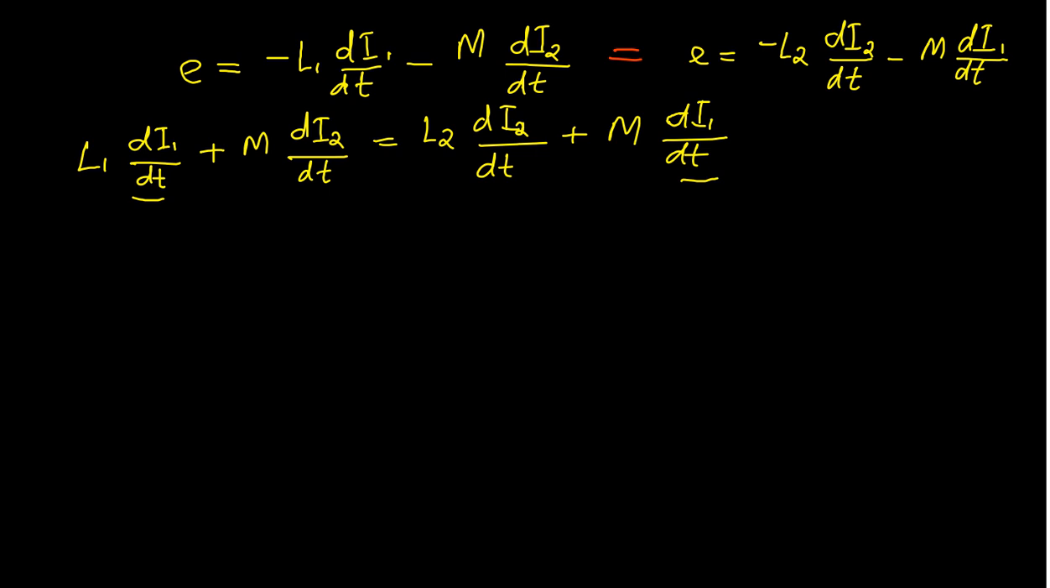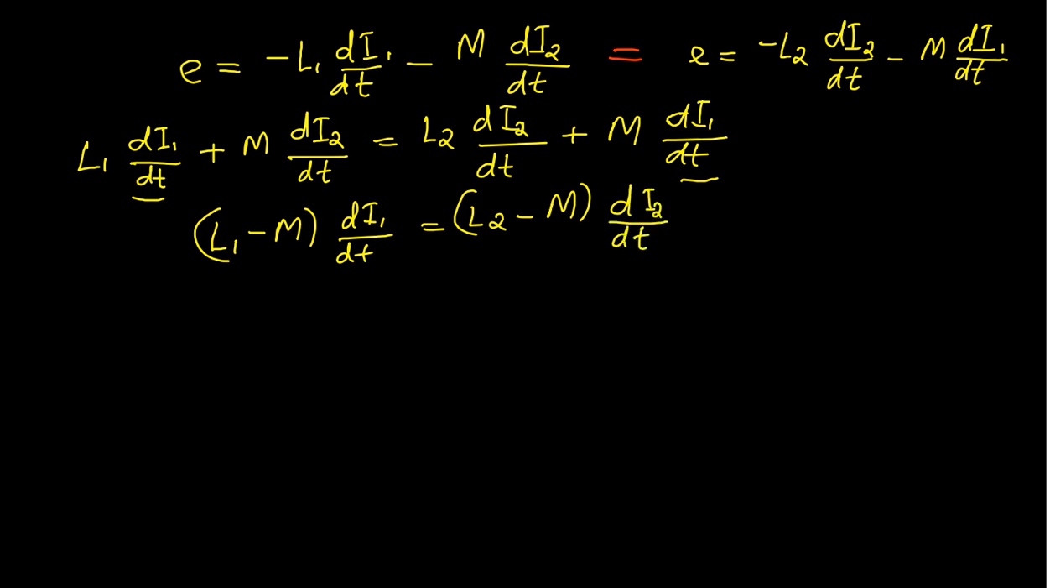Therefore, L1 minus M into dI1 by dt is equal to L2 minus M into dI2 by dt.